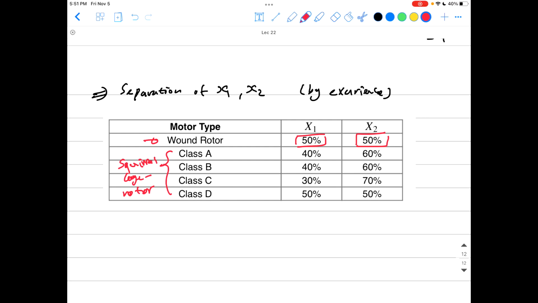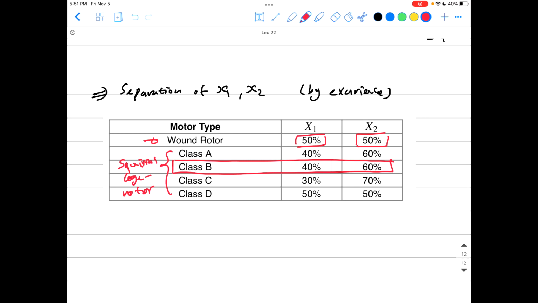So for class A, it's 40% X1, 60% X2. The same for class B. And class B actually is the most commonly used one most of the time here. So if I don't give you any class, just assume it's class B. So that is the fundamental to deal with. Class C is 30%, 70%. Class D is 50%, 50%.